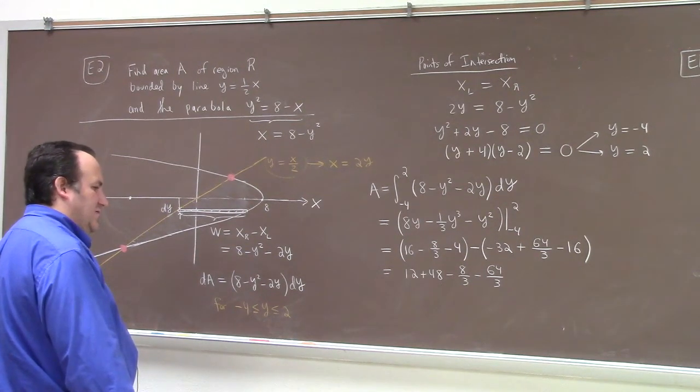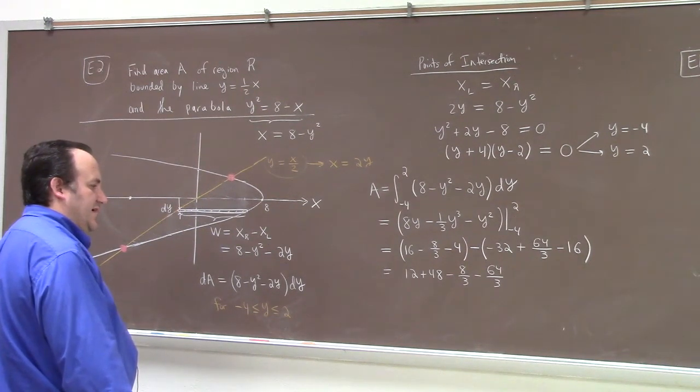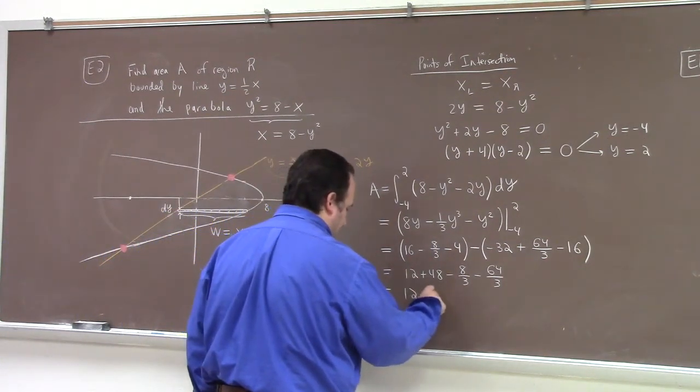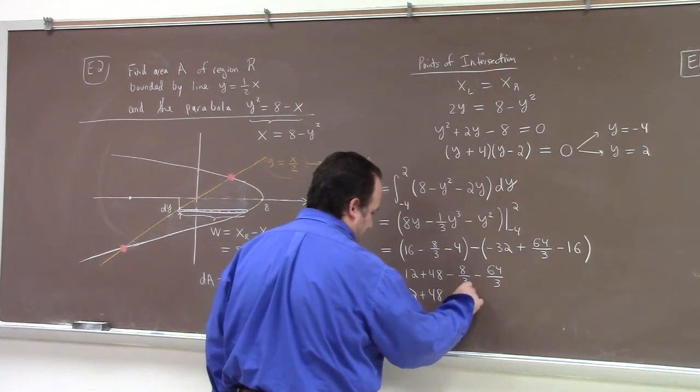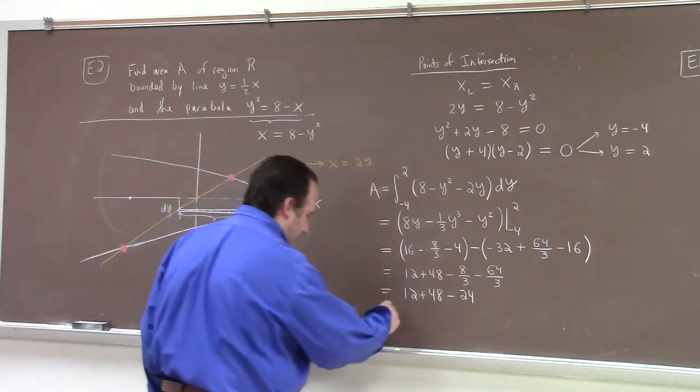72 is 3 times 24. Yeah. So 72 over 3 is actually minus 24. So we've got 12 plus 48. I guess I could get my calculator from over there and simplify my life. But anyway, if I did this right, 36.